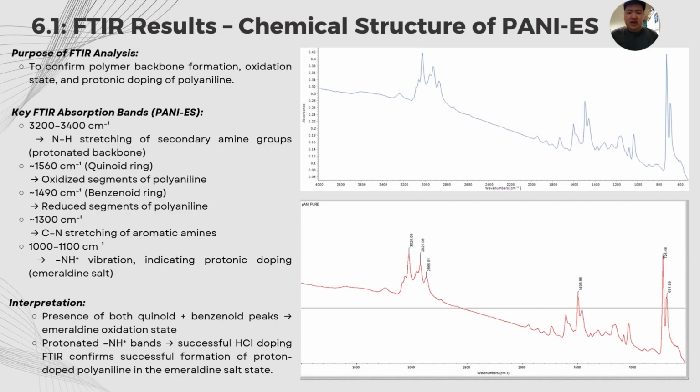First, this slide shows the FTIR result used to confirm the chemical structure and protonation of PANI-ES. The broad band at around 3,200 to 3,400 cm⁻¹ corresponds to N-H stretching, indicating a protonated amine group. The presence of both quinoid and benzenoid ring stretching bands at approximately 1,516 and 1,419 cm⁻¹ confirms that the polymer is in the emeraldine oxidation state. The C-N stretching band near 1,300 cm⁻¹ and the protonated N-H in-plane bending around 1,000 to 1,100 cm⁻¹ further confirm successful acid doping. Together, these features verify the formation of proton-doped PANI-ES.